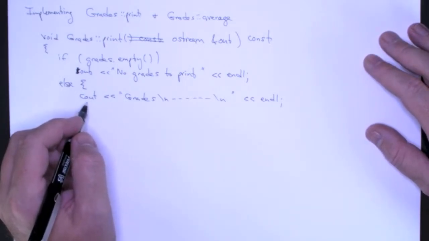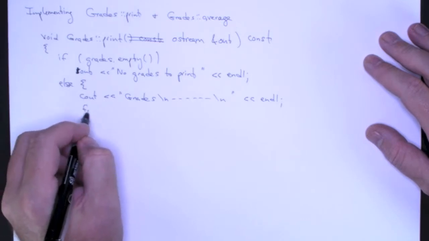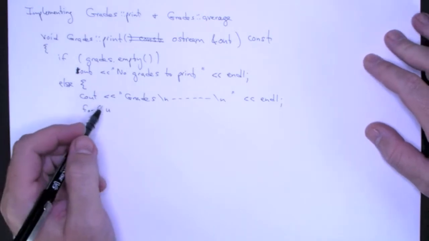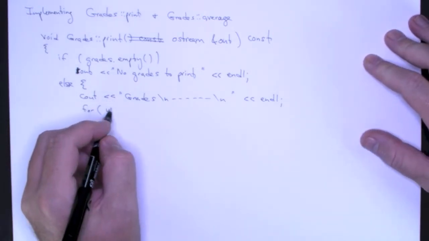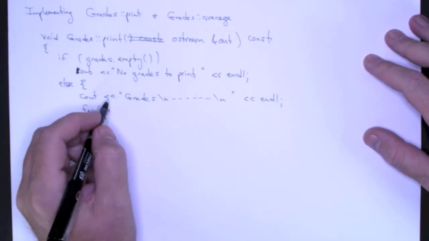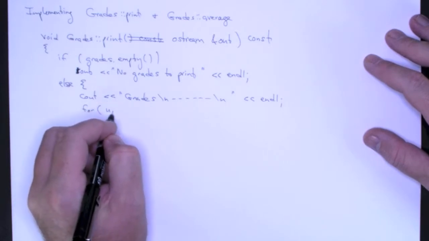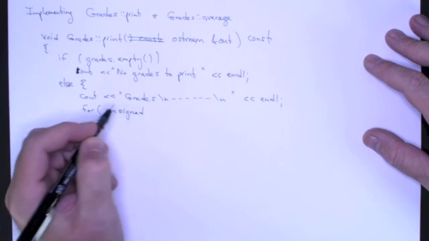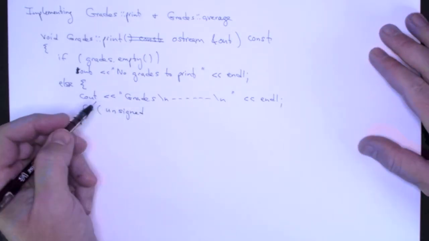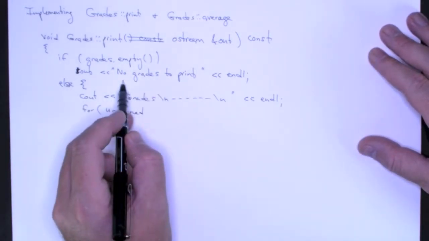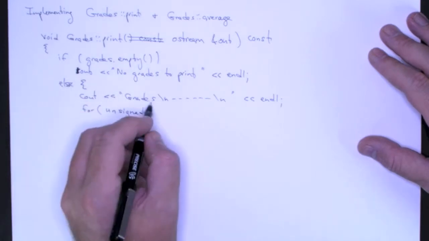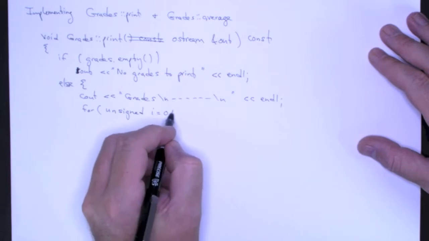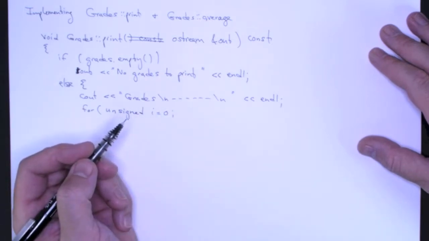What I want to do is, now that I've printed out this little header message, this is going to be very similar to the code fragment that we saw before, where we were illustrating how to iterate over a vector. And I don't know how many grades I have in my vector. I know that I have more than 0. It could just be 1. And so I want to use a for loop to iterate over the elements of the vector and print them.